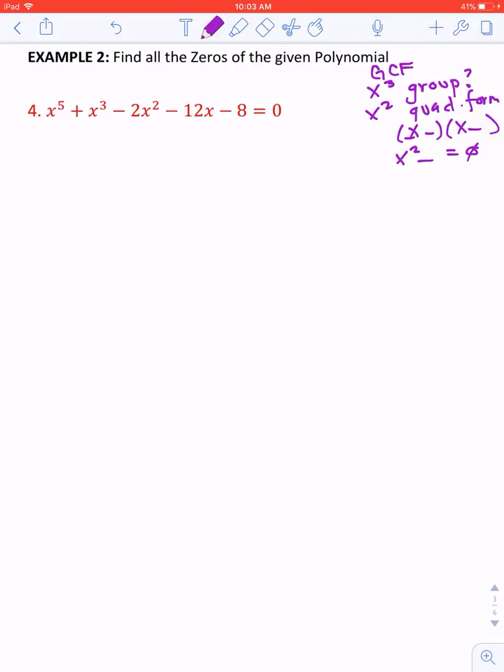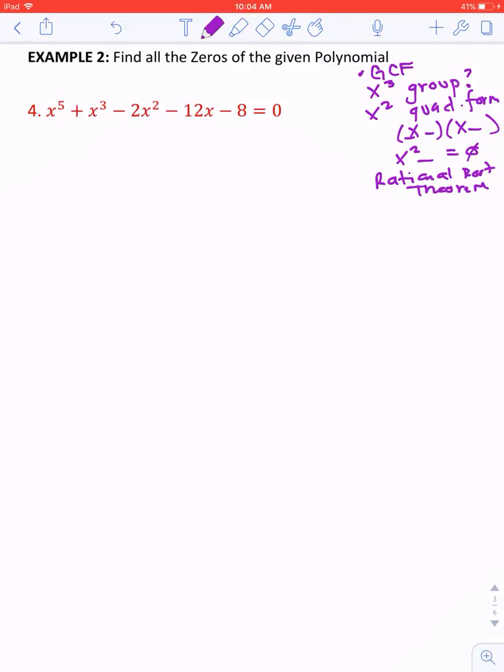So if none of those work, is this the greatest common factor? Ooh, nope, doesn't have one. Is it an x cubed? There is an x cubed, not the highest term. Is it a quadratic? Nope. X to the 5th is my highest term. So I am forced to use the rational root theorem.